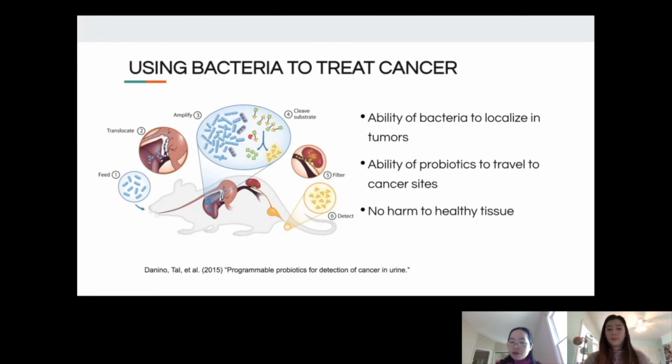So why are bacteria useful? Bacteria tend to localize in tumors, and probiotics, the good bacteria in your gut, can travel to your cancer sites. From the studies of Dr. Janino's work in 2015, 2016, there really was no harm to healthy tissue in the mouse models that were studied. The reason bacteria-mediated therapy can congregate around tumors is because tumors have hypoxic and immunoprivileged sites.